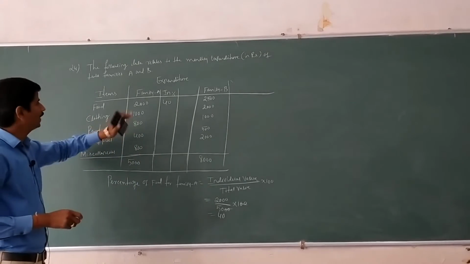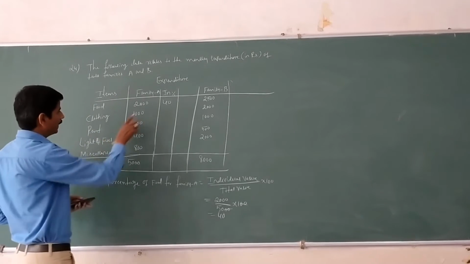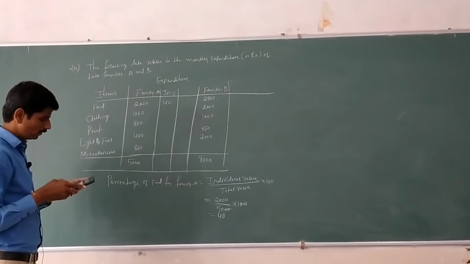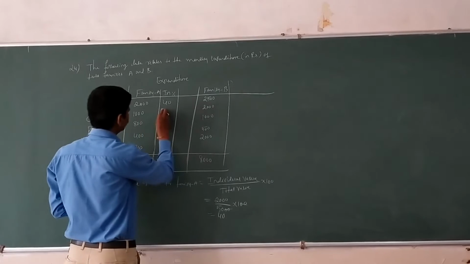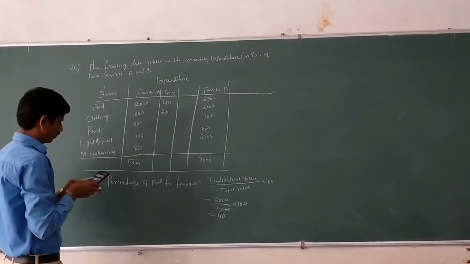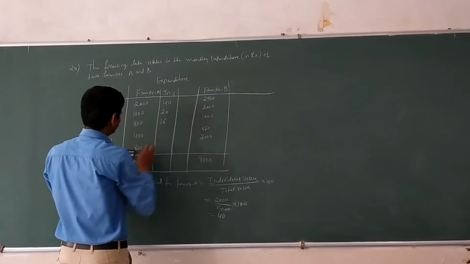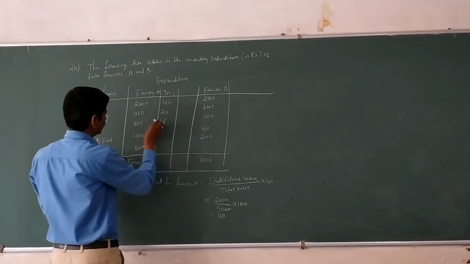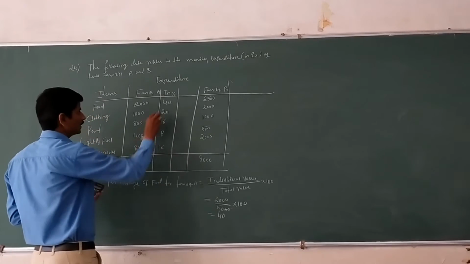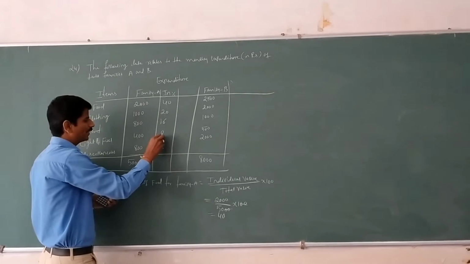Similarly, we can calculate all the expenditures. Here 1000 divided by 5000 into 100 gives 20. The next, 800 divided by 5000 into 100, is 16. 400 means 8. Next again 16. Here see, percentage 40 plus 20 is 60, 60 plus 16 is 76, 76 plus 8 is 84, 84 plus 16 is 100.